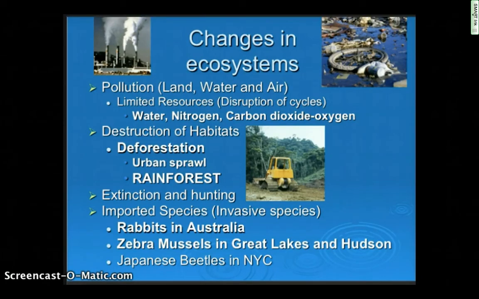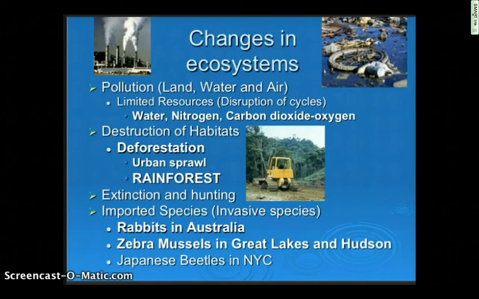Because of our limited resources that we have, this is going to cause disruption of the various cycles that keep the ecosystem balanced. So for example, we can have a disruption of the water, nitrogen, or carbon cycle.